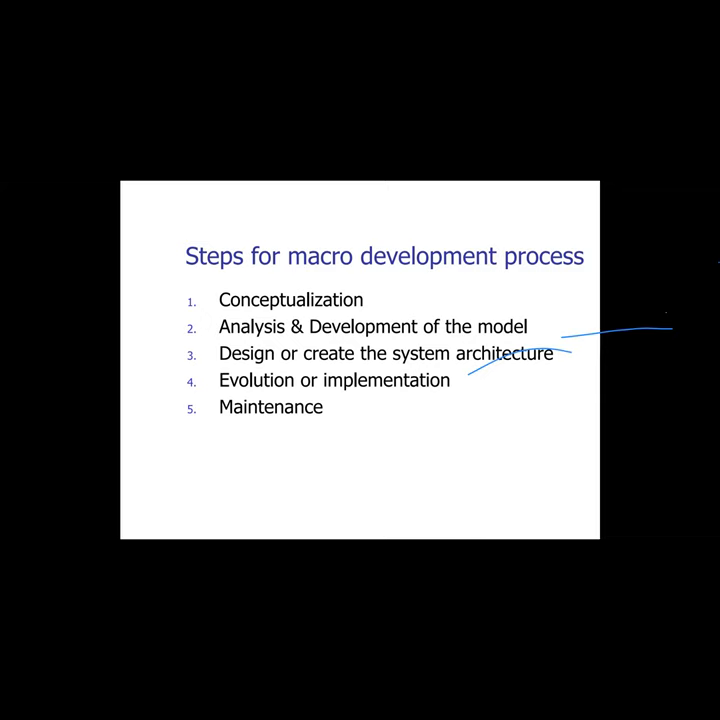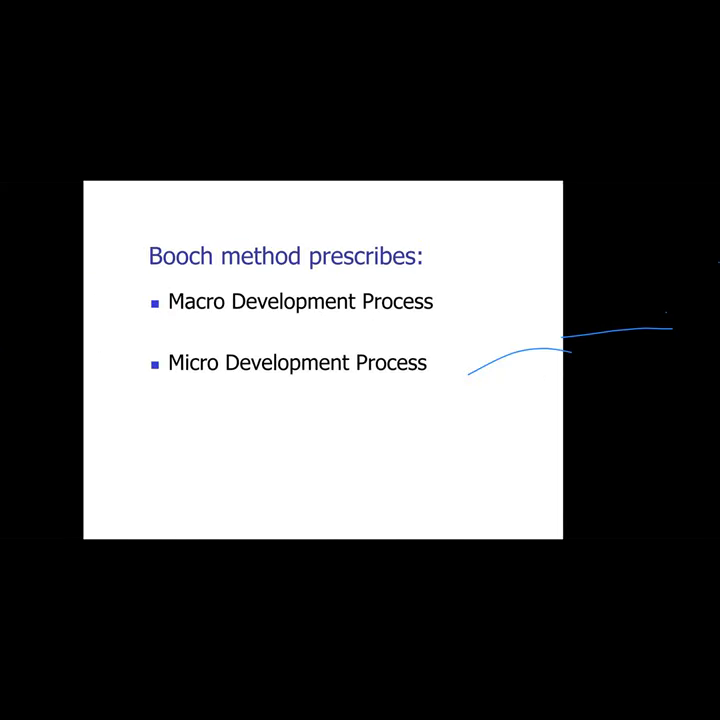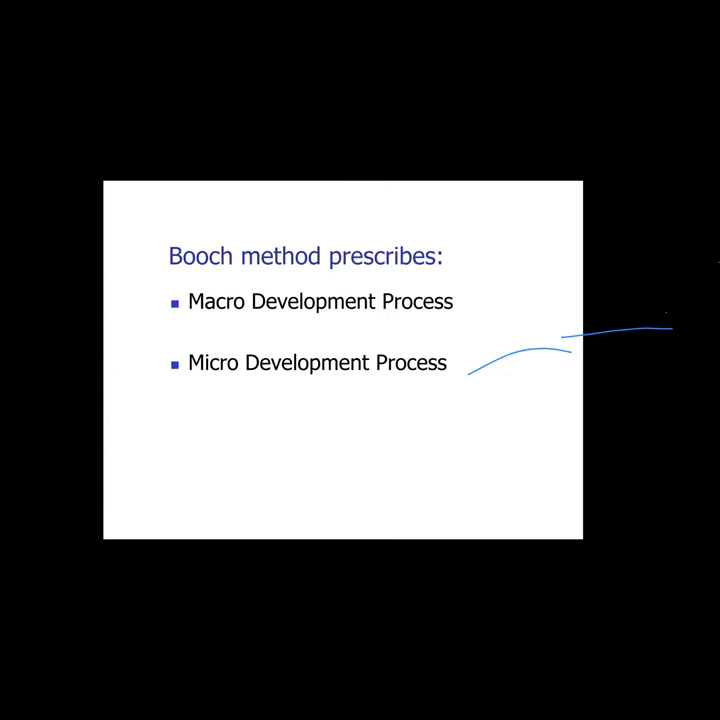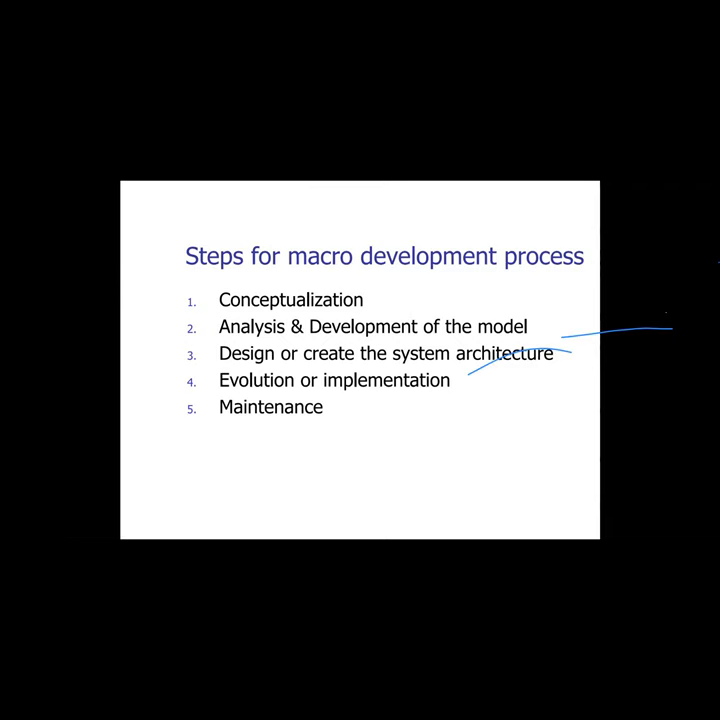Then evaluation or implementation. Based on the model, go for the implementation. Implementation means the coding. Once the coding is done, you deploy the project, maintain it, and update the content. So these are the steps proposed under the macro development process by Booch. So in Booch we have the macro development process and the micro development process. Then 6 diagrams are proposed by Booch. In the macro development process, we follow the basic concepts like conceptualization, analysis, design, evaluation, implementation, and maintenance.